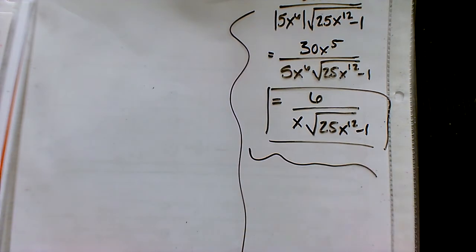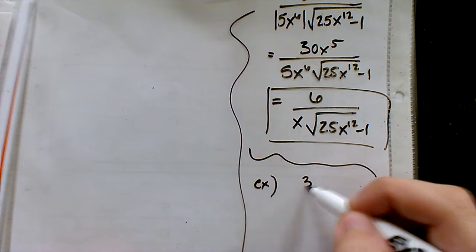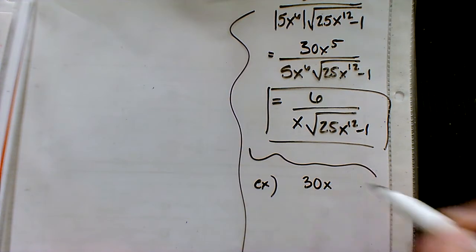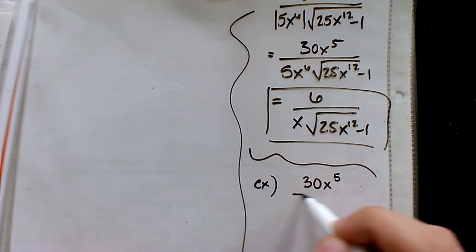Alright, let's do a different one as an example. So let's say we had 30, let's see, x to the 5th.